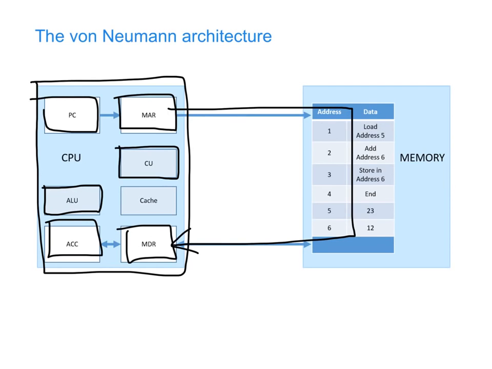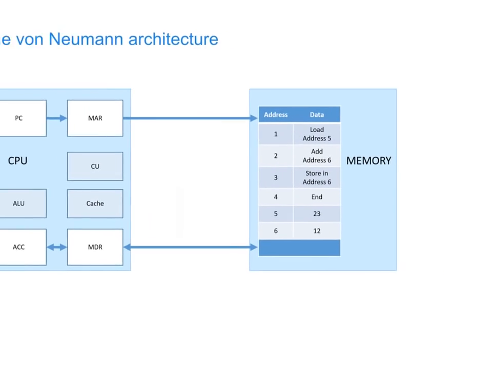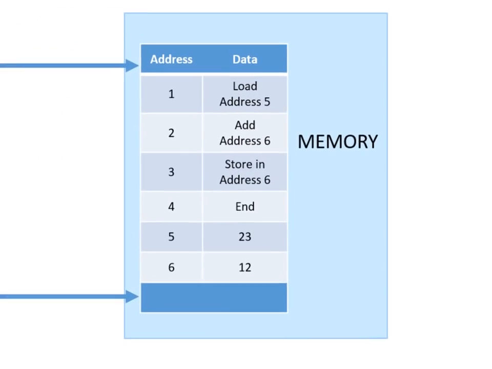Let's have a closer look at the memory. You will notice that each instruction is stored in a location in the memory. Each location has an address. Therefore, the processor can fetch an instruction stored in memory address 1, for example.